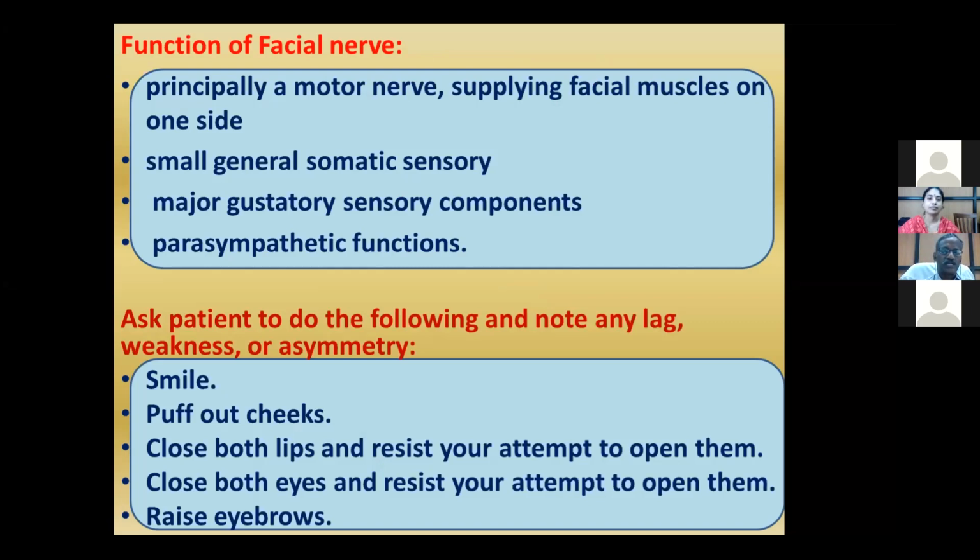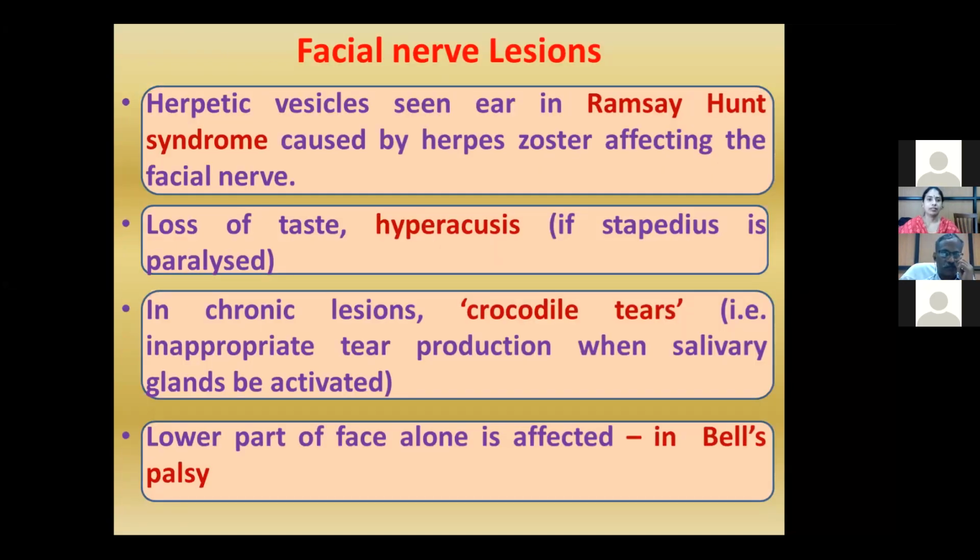In case of facial nerve lesions, there are three things. One is Ramsay-Hunt syndrome, when the nerve is affected at the ear level. Then hyperacusis, where the patient hears more sound if the stapedius is paralysed, or crocodile tears, when the salivary glands get stimulated. Or in case of Bell's palsy, the patient has lower part involvement alone, not affecting the upper part. This is the importance of your facial nerve.